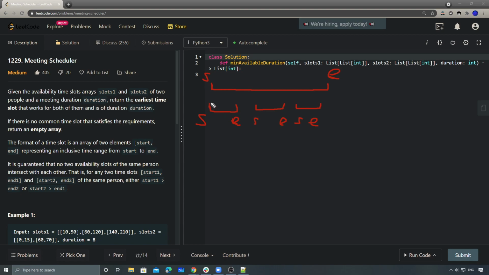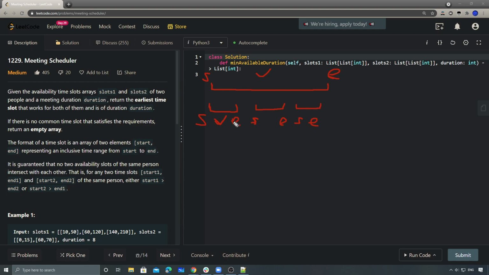Once we compare these two in overlapping, if this one doesn't satisfy our conditions, we have to find a way to either move slots 1 forward or move slots 2 forward. That's how we keep going forward until we find the first available one. But like I said, how should we move? We cannot use the starting time. Instead, we should use the ending time.